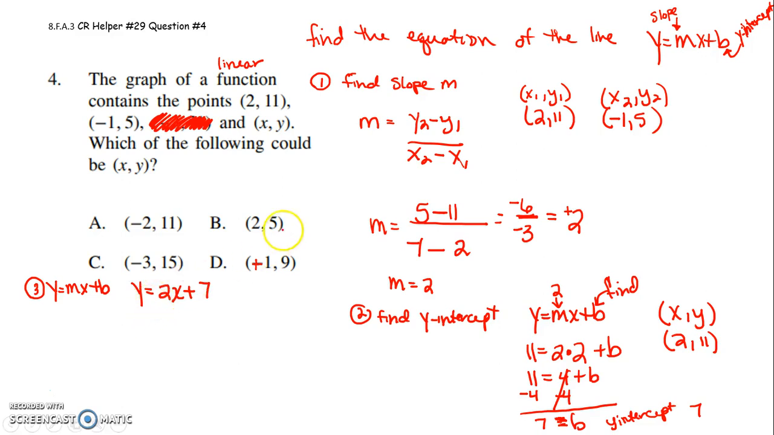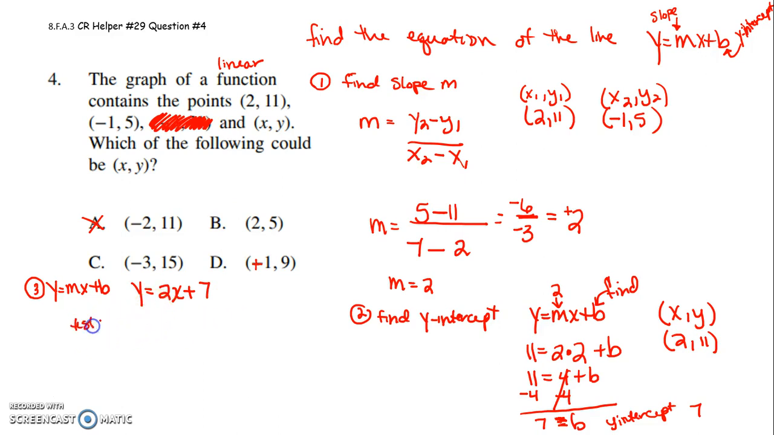So now I'm going to test a couple of points here. I'm going to tell you point A doesn't have a shot, because if (2, 11) is on the line, (-2, 11) wouldn't be linear. If I went over 2 up 11 and then over left 2 up 11, that wouldn't be linear. So let me just try B and D.